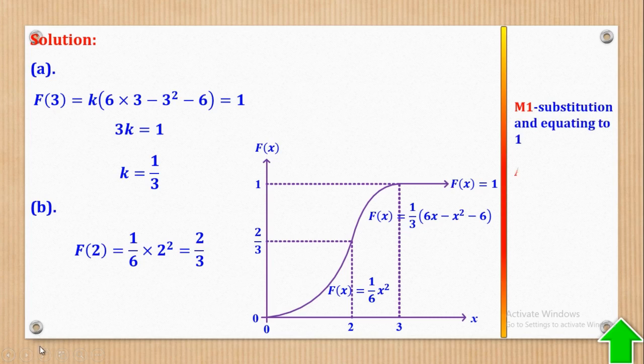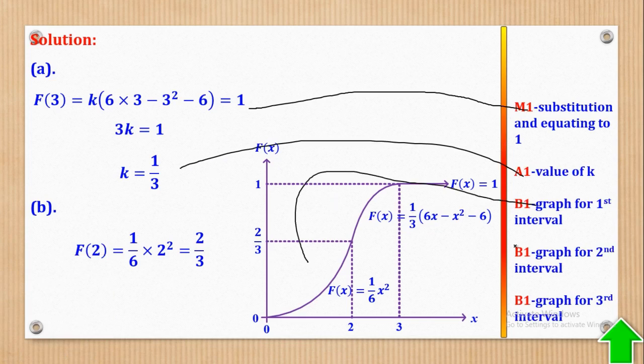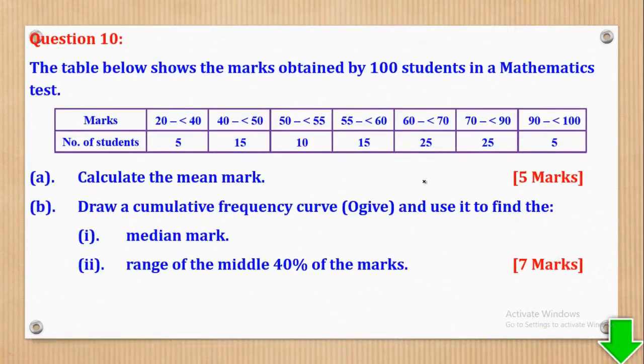Now let's see how marks can be awarded. M1 for substituting and equating to 1, A1 for the value of k, B1 for the first part of the graph, B1 for the second part of the graph, B1 for the last part of the graph. Then now we shall go to question 10.